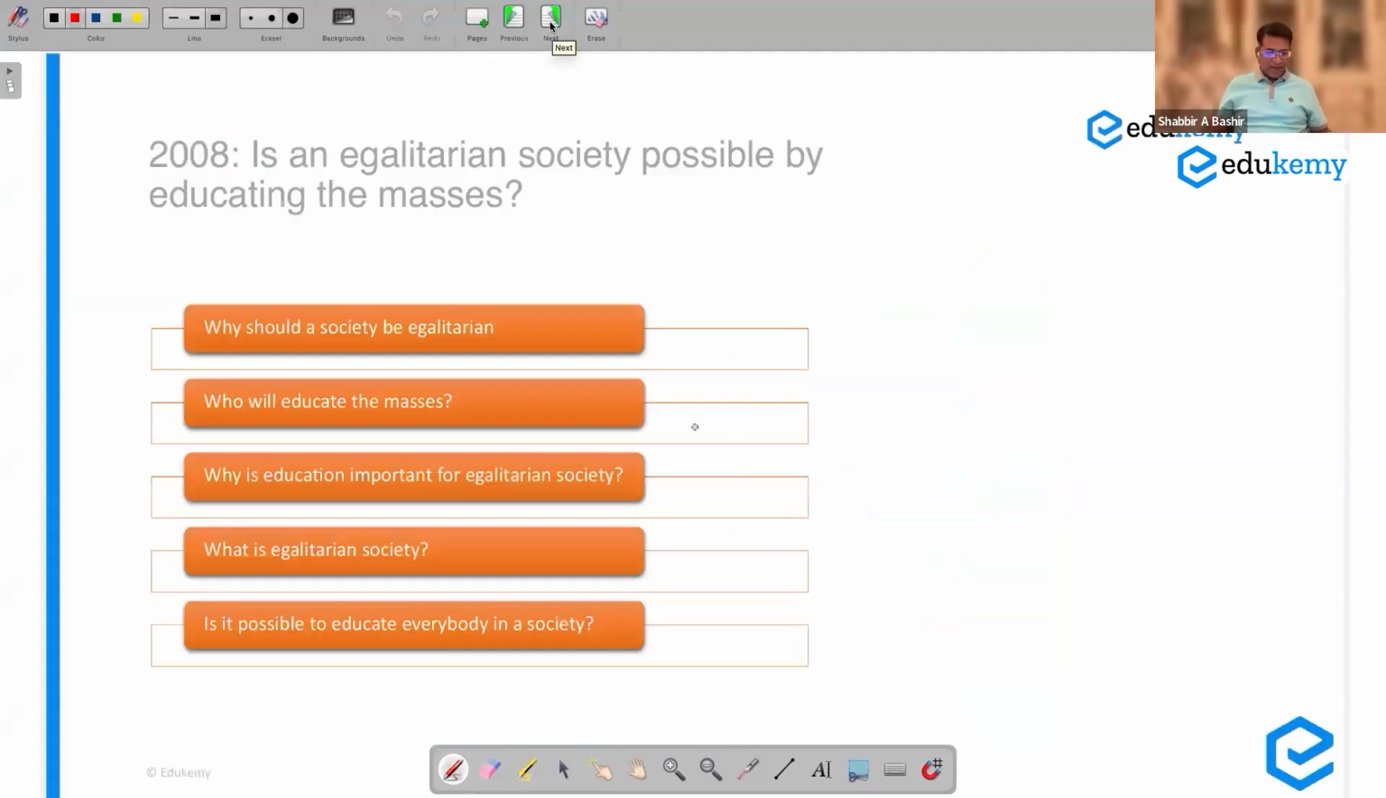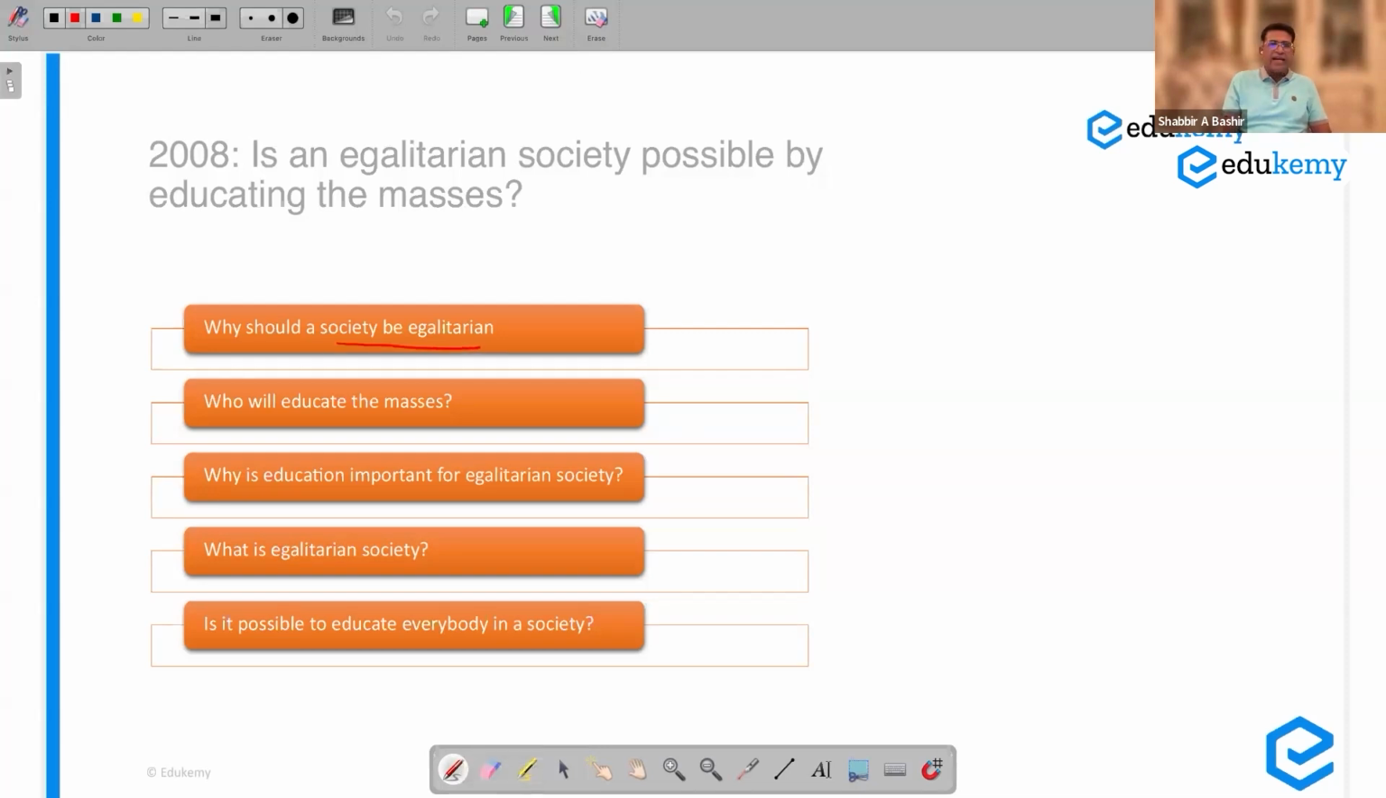Say, for example, this topic: is an egalitarian society possible by educating the masses? It's a 2008 topic, and I'm trying to generate questions on this. I'm using the interrogative words: why, what, how. So on this particular topic, I have asked questions.